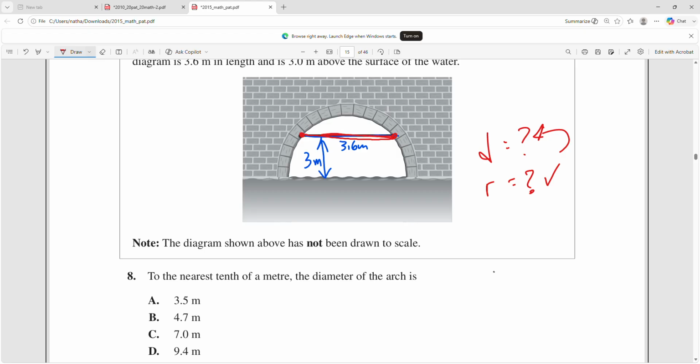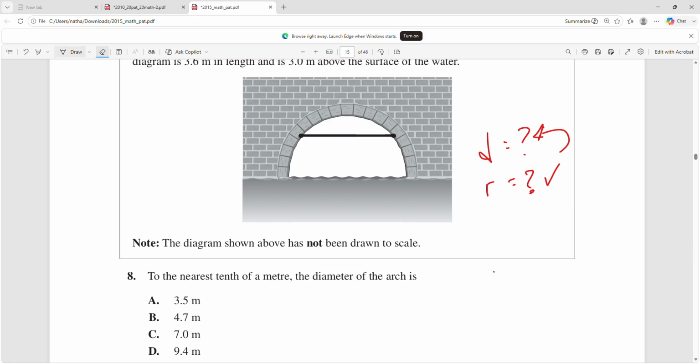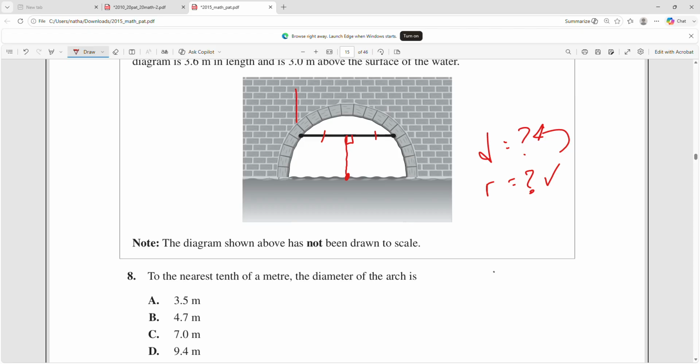That's a chord. And one of the rules we learned about a chord is that if we have a line from the center of a circle and it meets our chord at a perpendicular angle, so 90 degrees, we know that it is dividing this line into two. It's bisecting it. So since this one was 3.6 meters in total, we know that half of this is 1.8. 3.6 divided by 2 would give us 1.8.